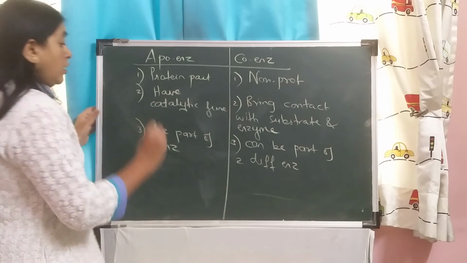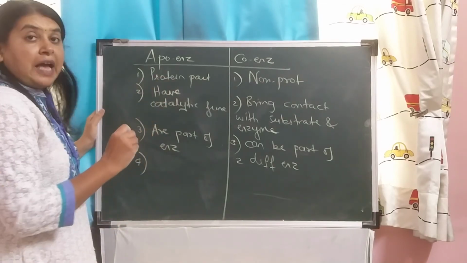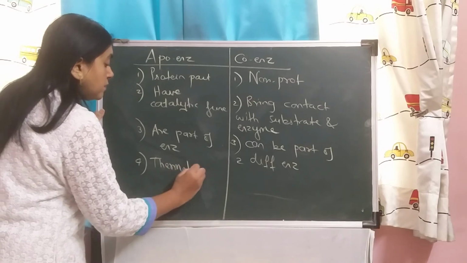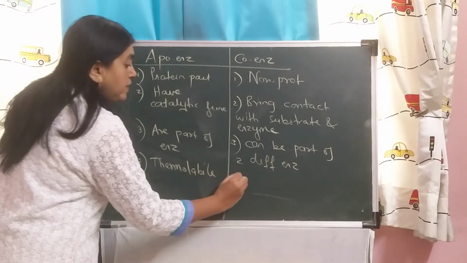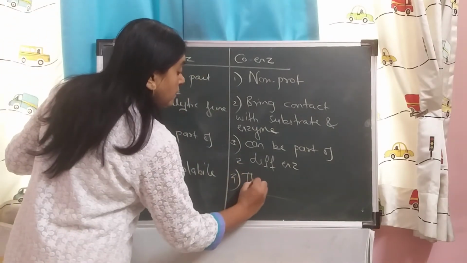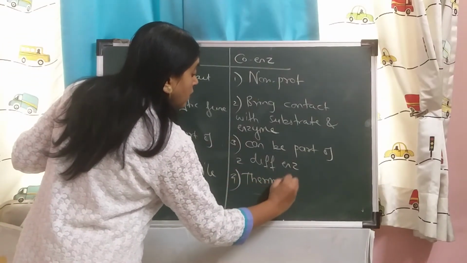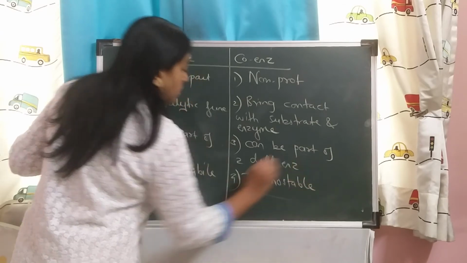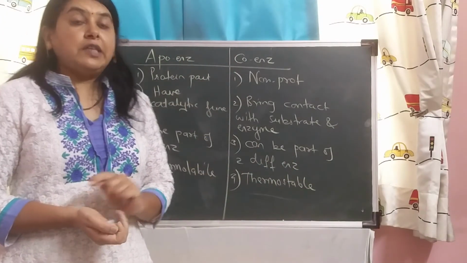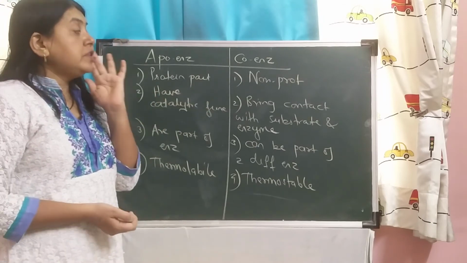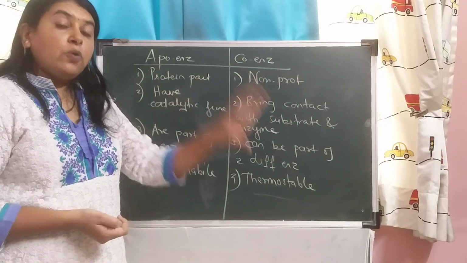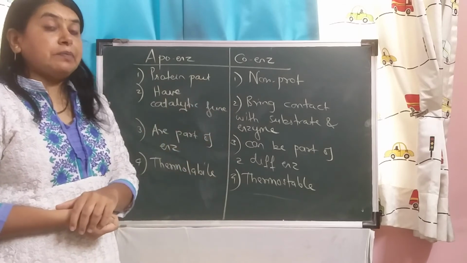Right? Then, apoenzymes are thermolabile. That means they get affected by heat, and coenzymes are thermostable. So apoenzymes are thermolabile, coenzymes are thermostable. So this is the difference between apoenzymes and coenzymes. Alright, so I hope you are understanding this part of the chapter.